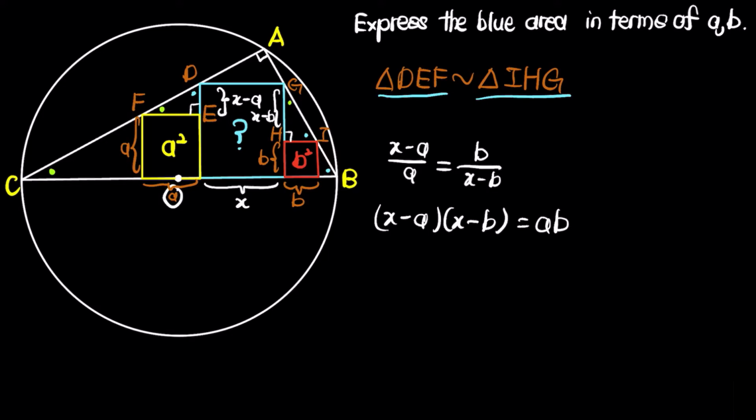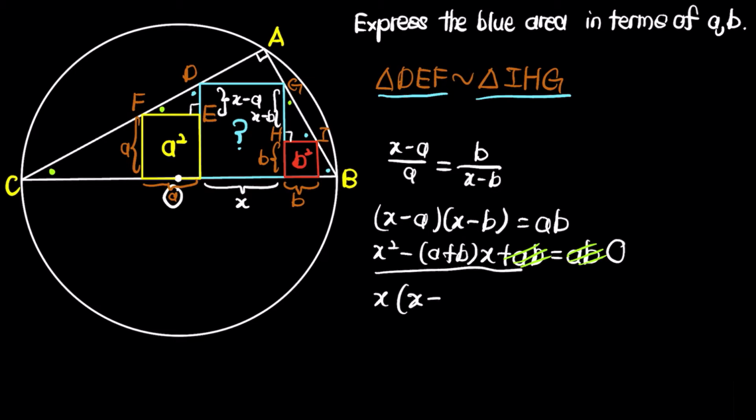Expanding everything out, you get x squared minus a plus b times x plus ab is equal to ab. Then we can cancel off the ab on both sides, so we're left with x squared minus a plus b times x is equal to 0 on the right-hand side. Now we can factorize out an x, and we're left with x minus a minus b is equal to 0. Because x is obviously positive in this case, the only solution is x equals a plus b.